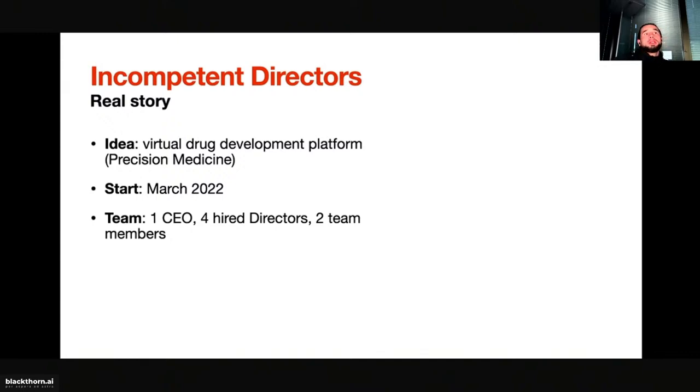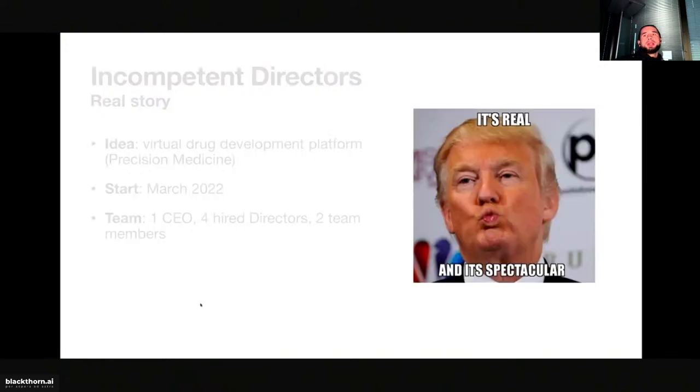This company started in March, almost half a year ago. The initial team included one CEO. He hired four directors, and the directors, the last time I spoke to them, had two team members. So a total of six people in the team. Those team members also were seniors. So we will round it up, and it will be six directors.